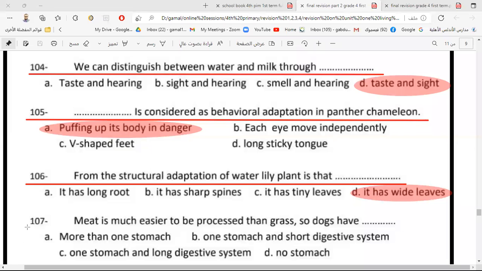107. Meat is much easier to be processed than grass. So the dog has what? One stomach and a short digestive system. Very good. You are a hero, my son. Thank you very much, Adam Muhammad.